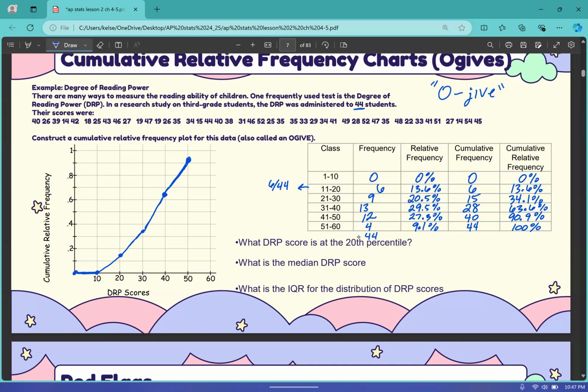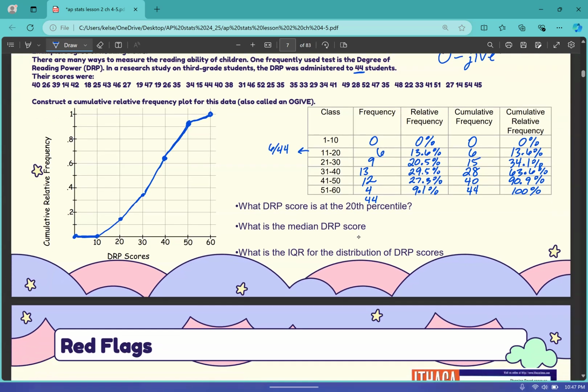And then finally, when we get to 60, we're going to get that 100% mark. So we're going to go here. Again, you can see that's more shallow because we only had 4 kids in that, and it was only about 9%. So the steeper the section is, the greater percent of your data is between these two X values. Now these graphs are actually really cool because we can use them to help us find percentiles.